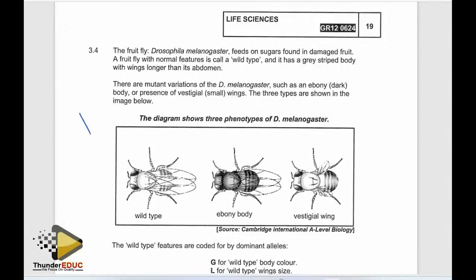Yes, that one. So Drosophila melanogaster. We are saying that Drosophila melanogaster feed on sugar found in damaged fruits. They're saying the wild type female is gray striped, and the wings are longer than the abdomen. Their mutant version is dark, which is ebony, and then this one is small, vestigial.